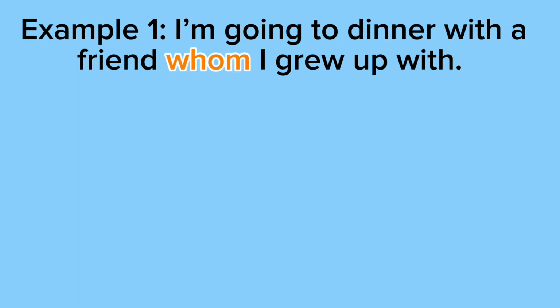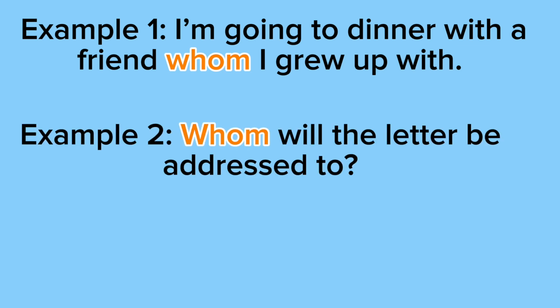So example 1 says, I'm going to dinner with a friend whom I grew up with. As you can see, whom is the object because whom is receiving the action. It's not doing the action, it's receiving the action. And whom is also connecting the dependent clause, whom I grew up with, to the independent clause, I'm going to dinner with a friend.